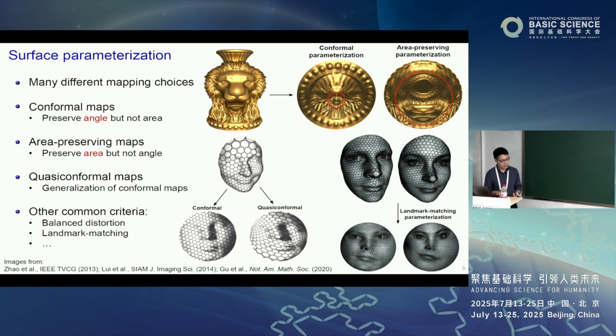So here we can see that there are many different choices in terms of the mappings and also the criteria, whether we want to have more angle preserving mappings or area preserving mappings, whether we want to preserve some kind of landmark features and so on. So a lot of algorithms have been developed for both conformal mappings and also area preserving mappings.